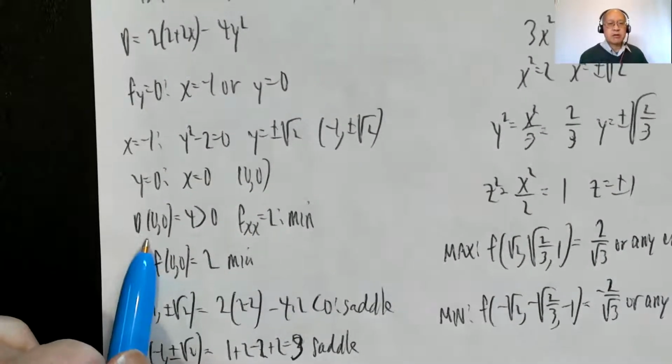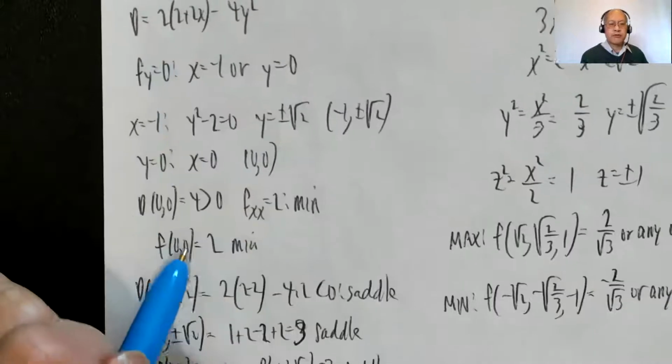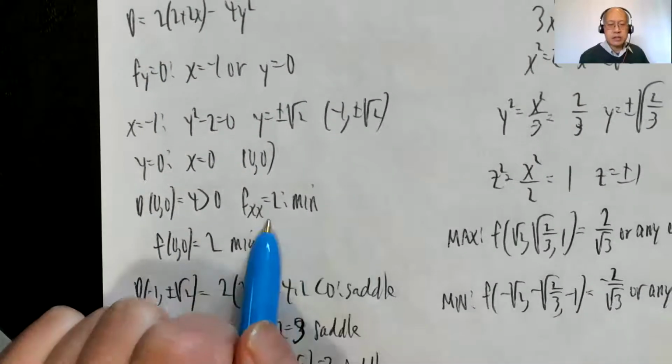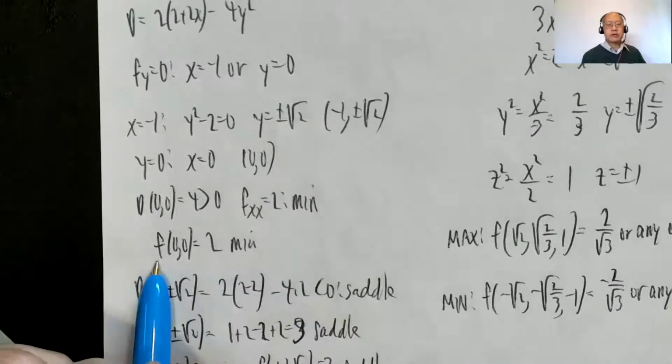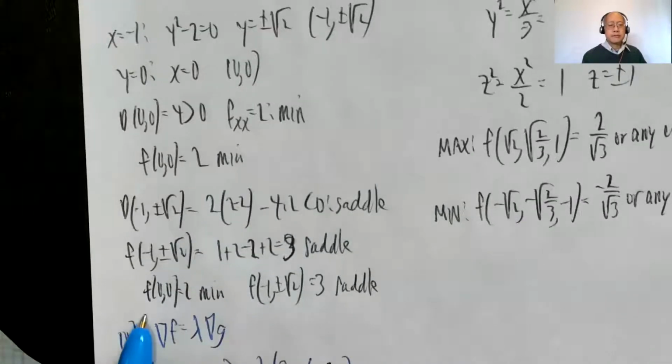The big D of (0, 0), plug in 0 here and 0 here, you get 4, which is greater than 0. Fxx is 2, which means I have a min. So f of (0, 0) is 2, which is a min.